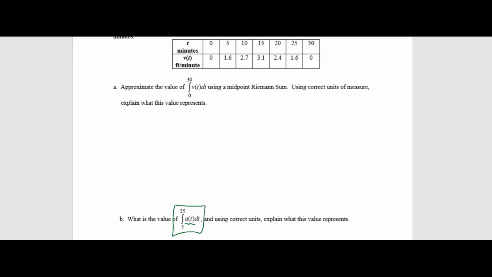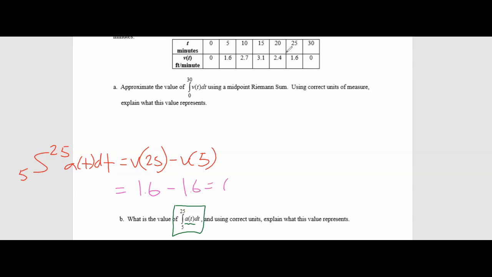Well, using the FTC, the integral from 5 to 25 of a of t dt is equal to the antiderivative of a, which we know is velocity, so v of 25 minus v of 5. And fortunately, we're given all these values in the table, so it makes it very straightforward for us, right? So v of 25 is equal to 1.6. V of 5 is also equal to 1.6, which gives us 0. So the value of that integral is 0.